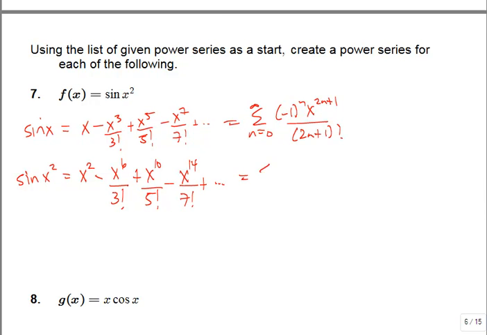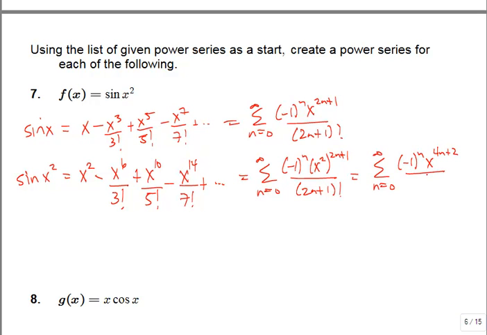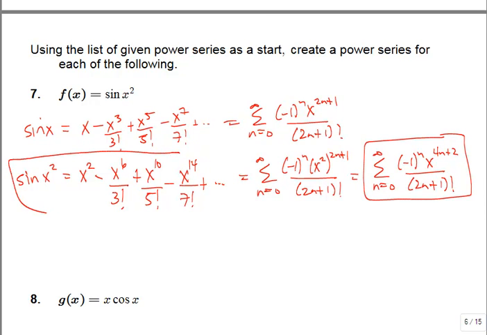And in terms of our summation notation, we would swap out this x with an x squared. And if you multiply those two powers together, then this becomes negative 1 to the n, x to the 4n plus 2, over 2n plus 1 factorial. So there's our power series for sine of x squared.